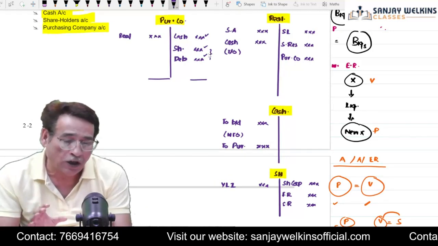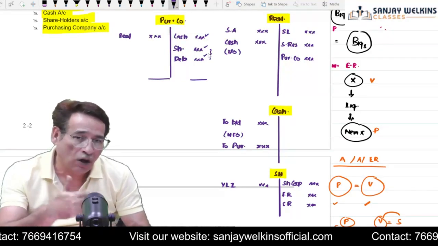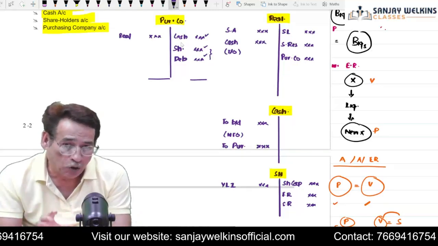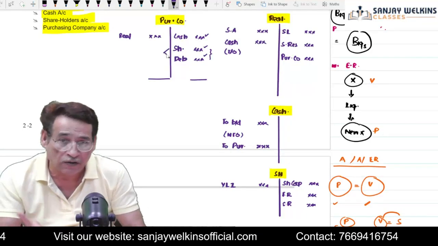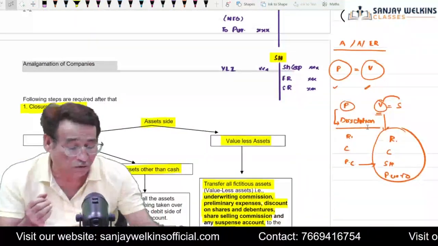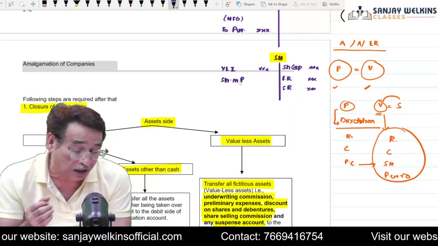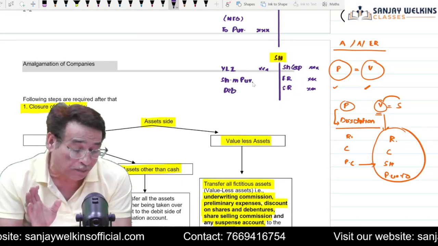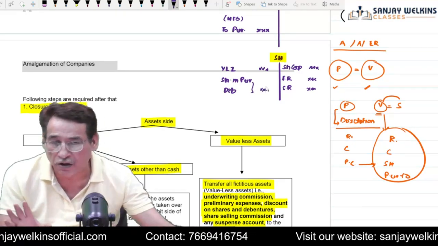Besides cash, whatever amount you are receiving, correct, in other form. See, you have received the purchase consideration in three forms in this given case, let us say. The portion received in cash will be posted to the cash account. And whatever other forms you are receiving, those forms will be debited to shareholders account. For example, we have received shares in purchasing company and we have received debentures in purchasing company. So besides cash, whatever form of payment is there, you are going to put them on the debit side of the shareholders account. Is it clear to you or not?